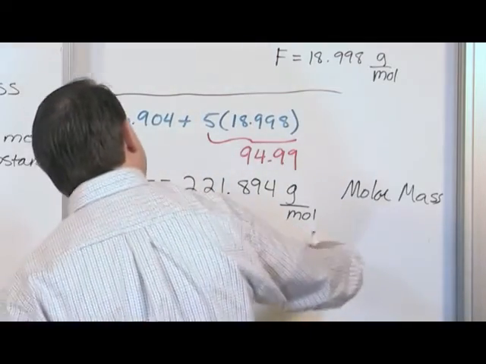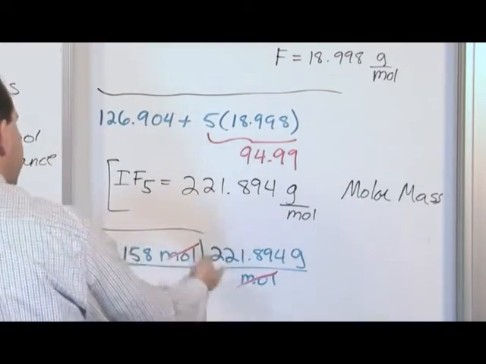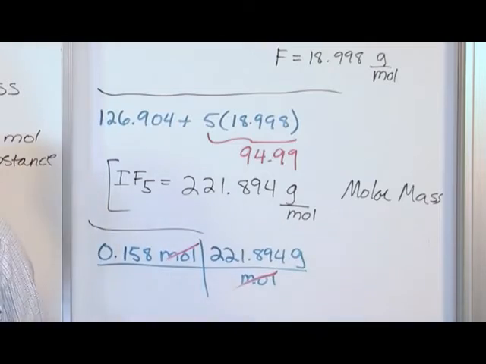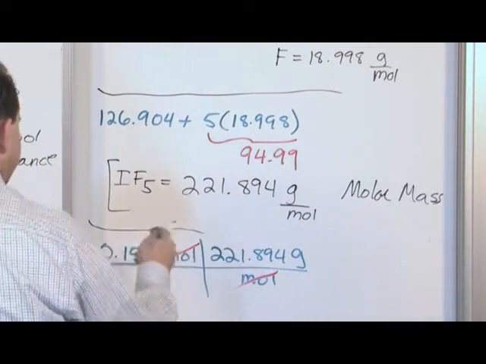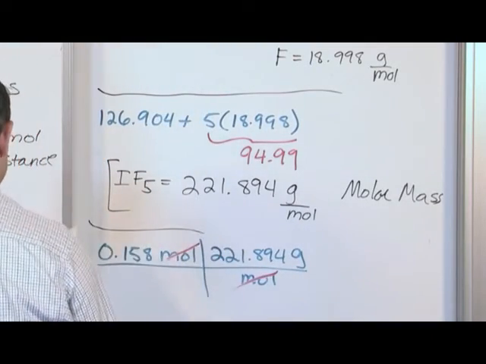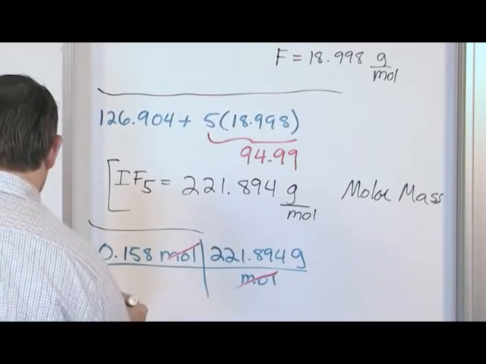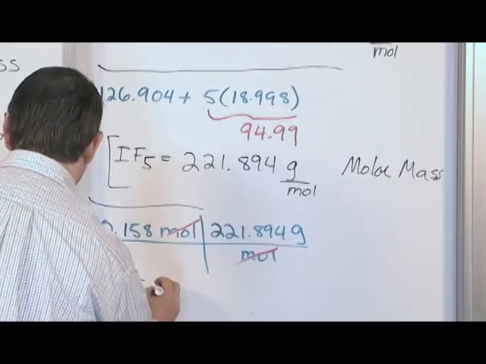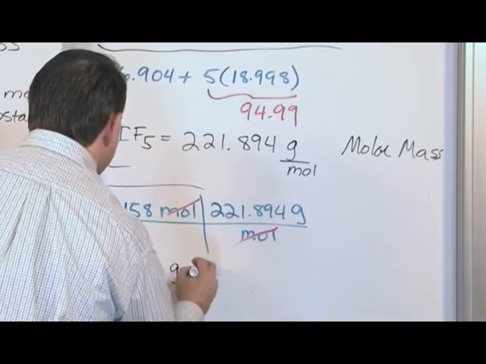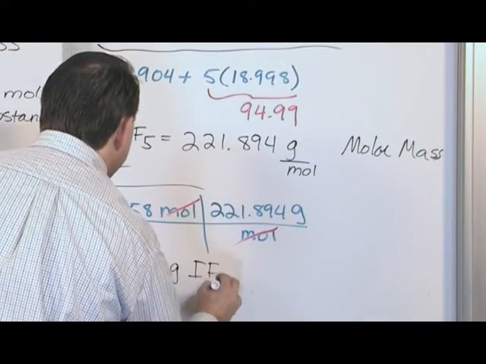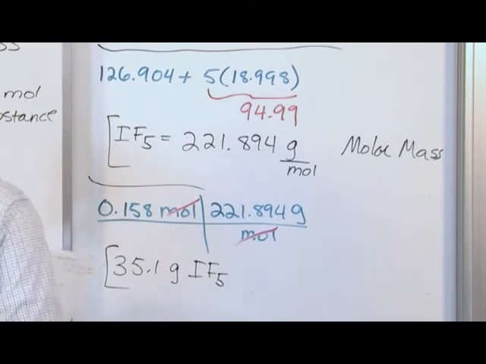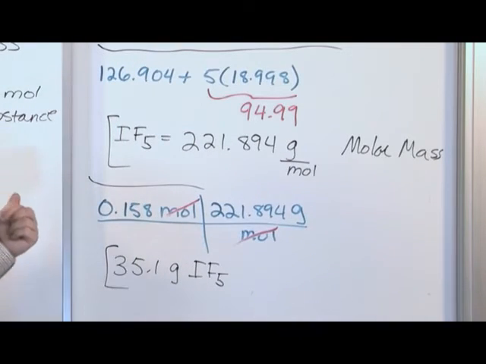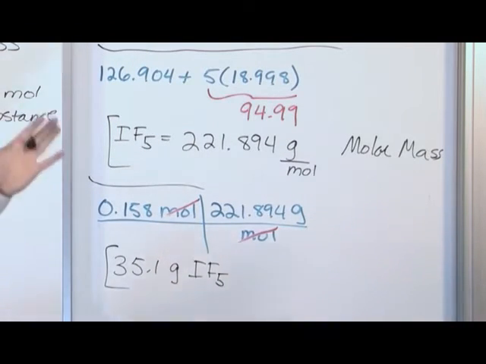If I accidentally flipped it upside down, nothing would cancel because you wouldn't have anything on the top and bottom that was in common. So when you do this multiplication, since they're on top, you multiply them, what you are going to get is 35.1 grams of iodine pentafluoride. And this is the answer. So we started with 0.158 moles, and we converted that down to this many grams of that guy.